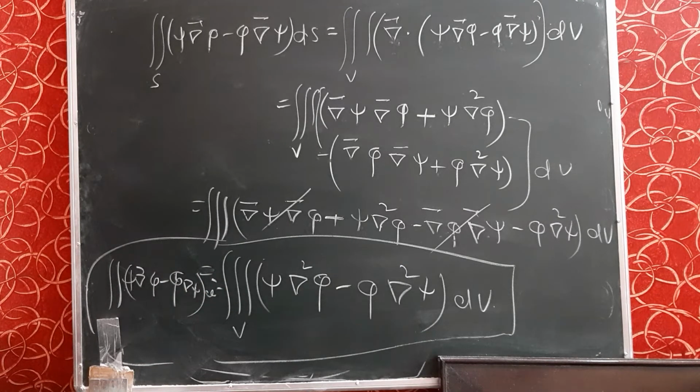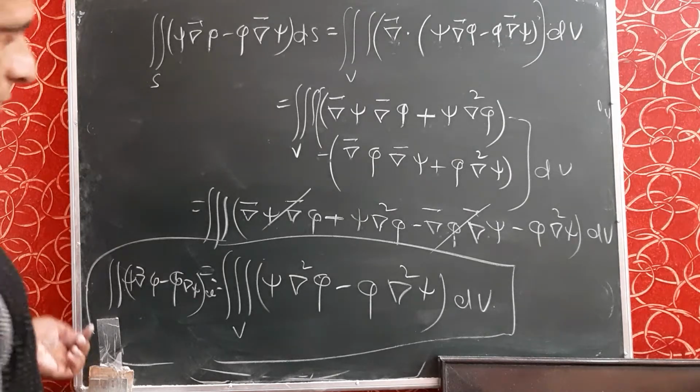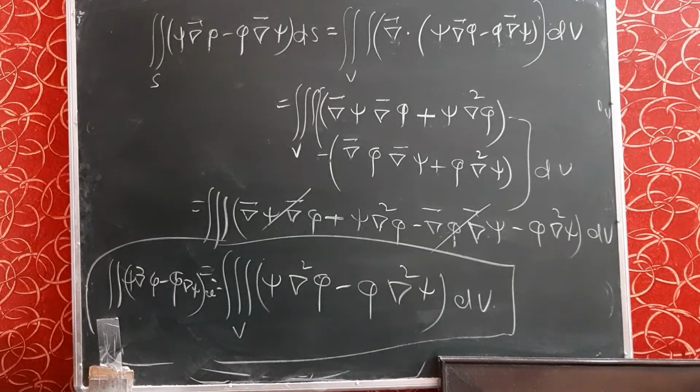So, this is all about the chapter of Coulomb's law, electric field and Gauss theorem. Now, we will start our next chapter or next topic, that is electric potential.